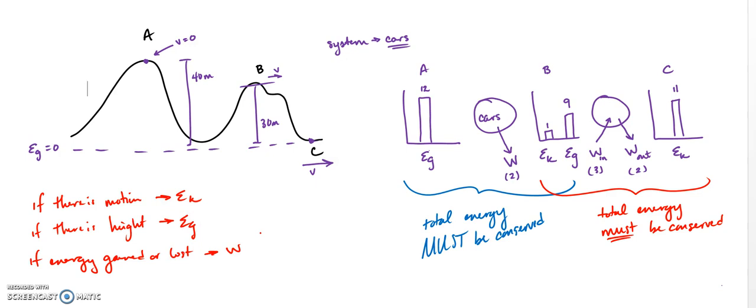All right, don't forget to pick your system. Don't forget to choose your zero line. Without those two things, the problem is basically unsolvable.